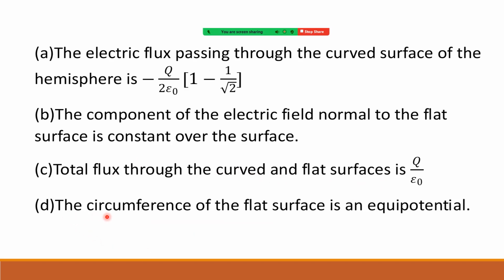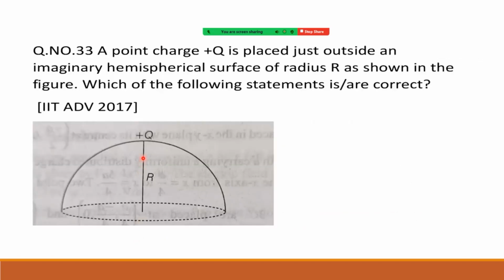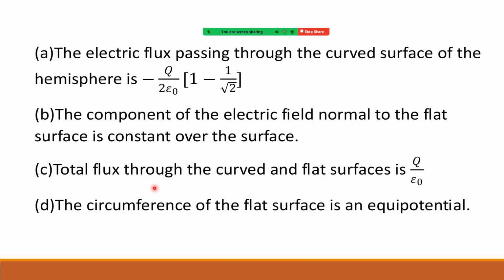Next, coming to the circumference of the flat surface is an equipotential. See this one. The distance of any point on the circumference from this charge Q is the same, right? So distance is same means potential will be same. So it is equipotential. So option D is correct. Remaining, we have to verify option A, the electric flux through the curved part.